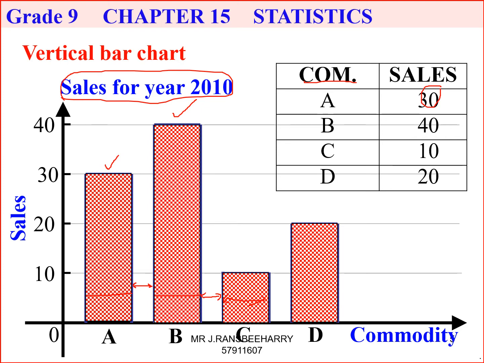Same width. So here the highest bar represents B, which is sold the most. So 40 units of B sold. The least sold is C. Only 10 units of C sold for the year 2010. So one advantage of a bar chart is the original data is preserved. So we can obtain 30 from the bar chart, we can obtain 40, B 40, from the bar chart. The second advantage is easy comparison of data.